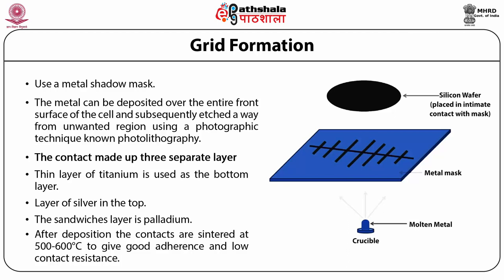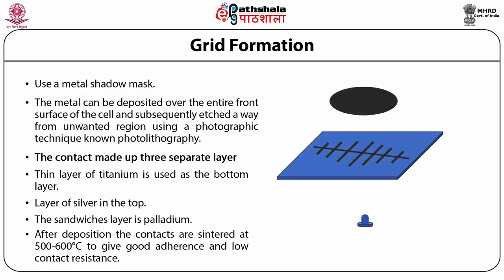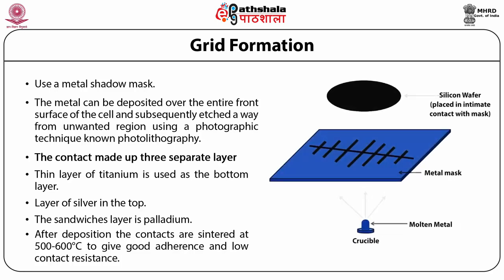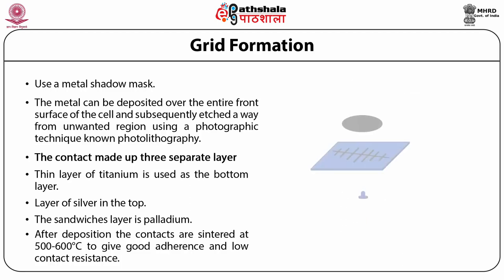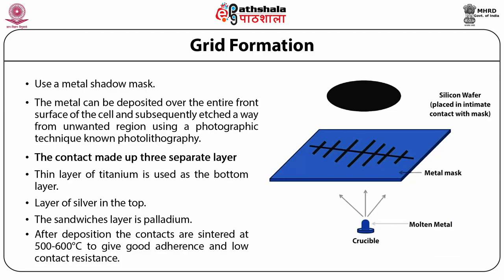So first of all, a thin layer of titanium is deposited on the N layer of silicon, which gives a good adherence to silicon. After that, a layer of palladium is deposited, and at the end, a layer of silver is deposited on the front of the solar cell. The palladium layer between the titanium and the silver layers is deposited to prevent the electrochemical reaction, which results in the corrosion between the titanium and the silver. Later, the front contact is annealed at 500 to 600 degrees Celsius for 15 to 20 minutes, which makes good adherence and low contact resistance.